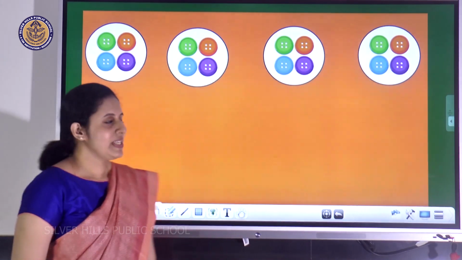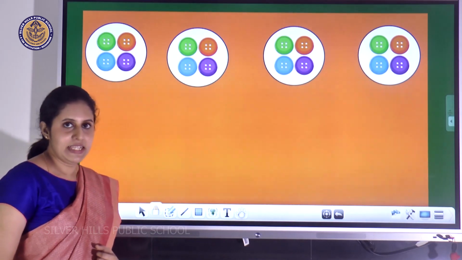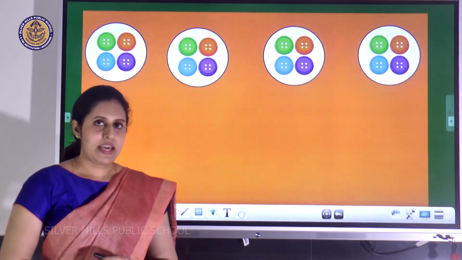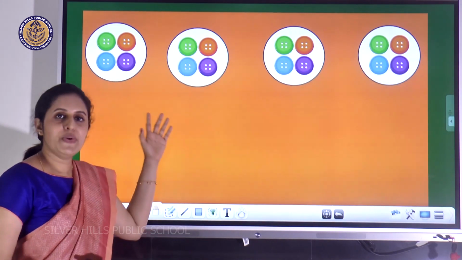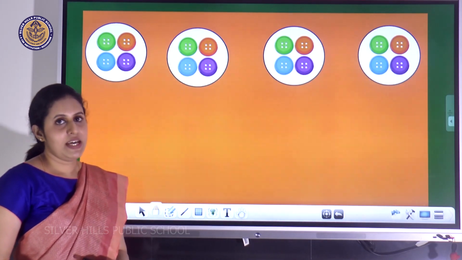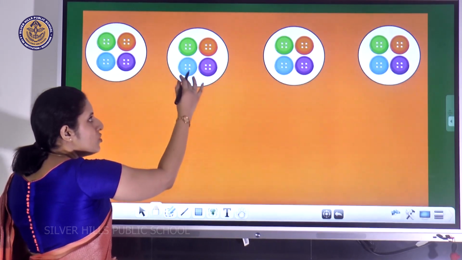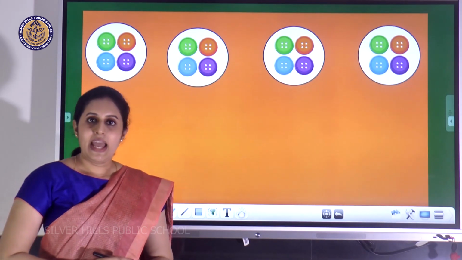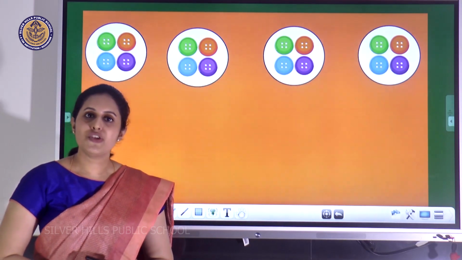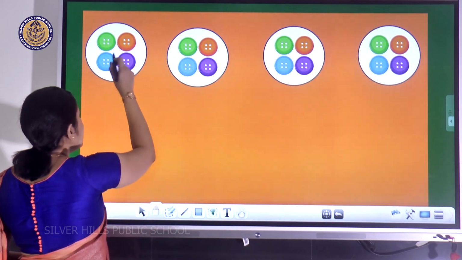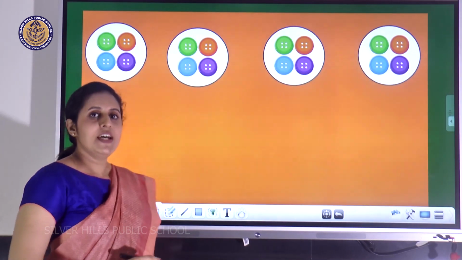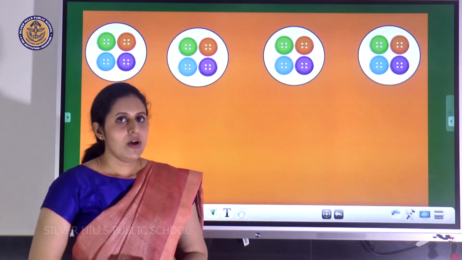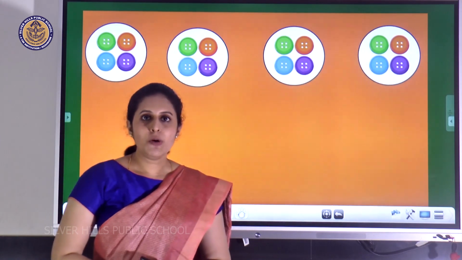Okay? So, how do we do it? First, what we are going to see is how many groups are there. Looking at the picture itself, you can easily identify how many groups there are. 1, 2, 3 and 4. 4 groups are there. And how many buttons are there in each group? Let's check. 1, 2, 3, 4. Same with all the other groups. So, 4 groups, in each group 4 buttons.